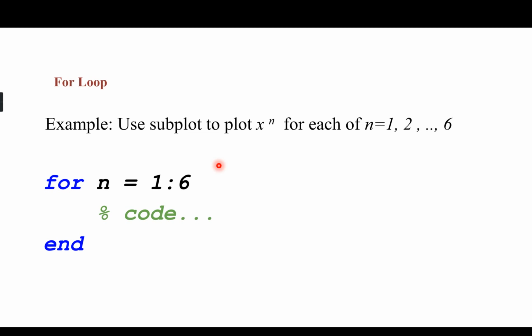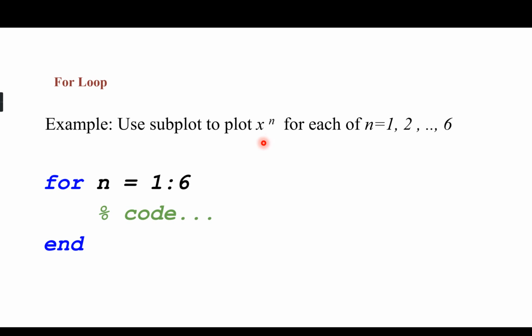Next, we will cover for loops. This is the template for the for loop. You don't need to use brackets or curly braces. The only keyword that you need is for, and then you have to specify the iterator and then its range. After that, you will put your code that you want to repeat, and then you have to use the keyword end to close the for loop.